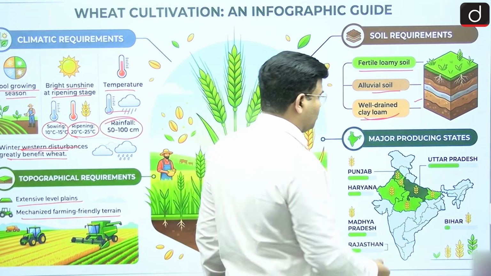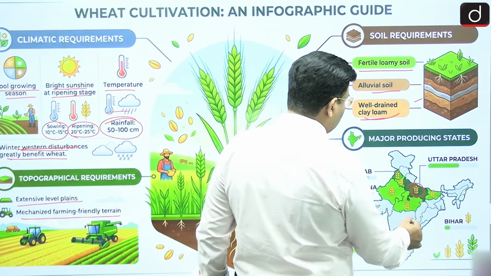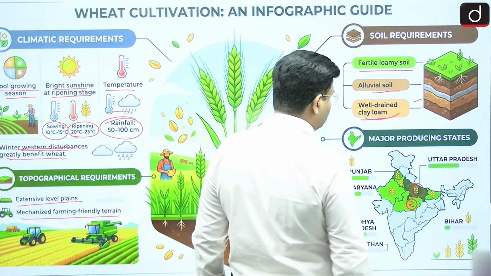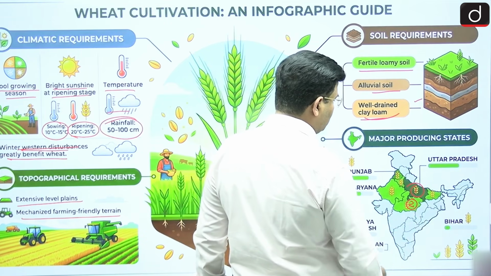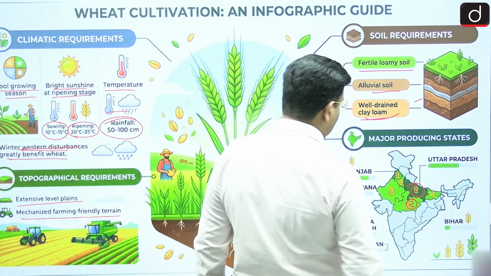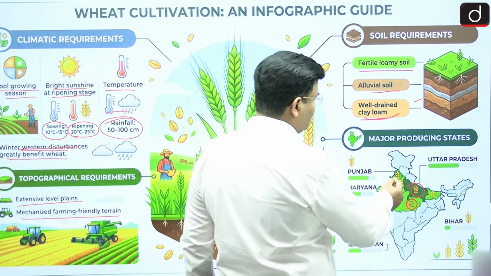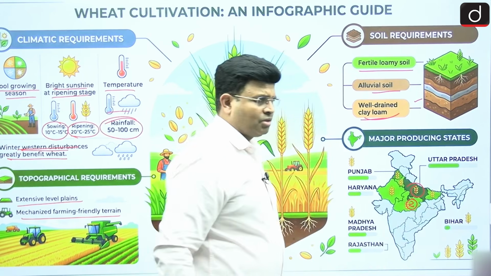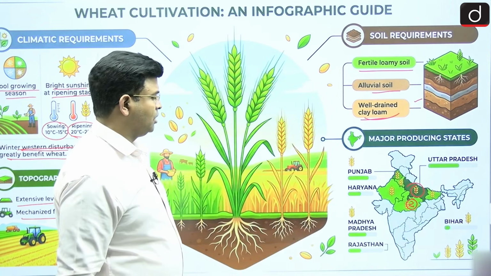And for wheat, number one is UP, second is MP, and thereafter other states: Rajasthan, Bihar, Punjab, Haryana. Yes, these are the states that are growing it.